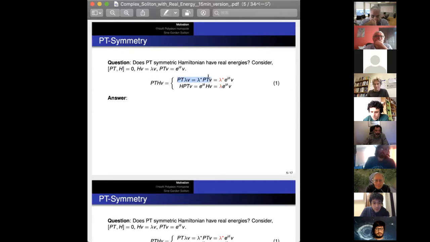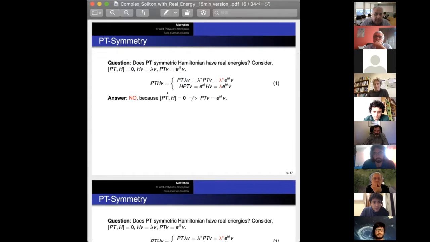Maybe I'll explain this bit. Here I use the fact that PT symmetry is an antilinear operator, so any parameter in front will get complex conjugated when it passes through. So you can see the eigenvalue is real. So now the answer to this question is actually no. And the reason for that is that these two conditions don't always come together.